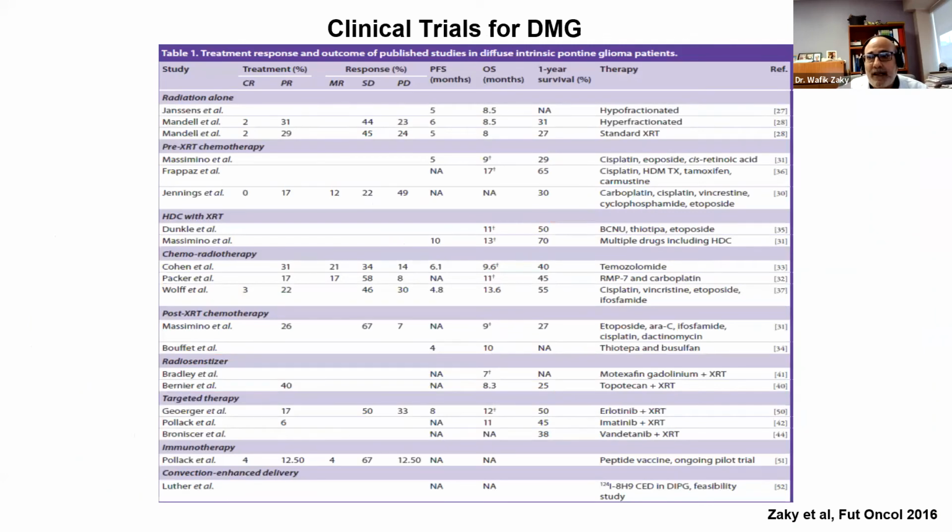This is a table illustrating most of the therapeutic trials done over the last 2 decades in DIPG using different modalities, including increasing the dose of radiation to 75 gray, using high-dose chemotherapy, using radiosensitizers, and some immunotherapy trials. Still, the outcome is about 12 months survival, unfortunately.